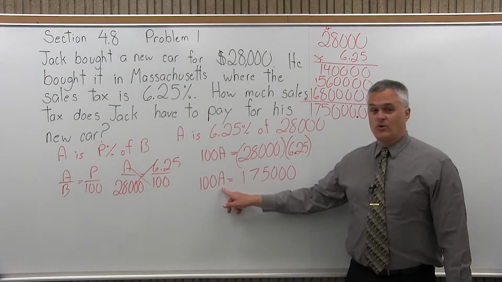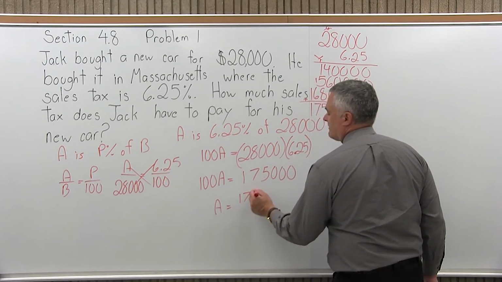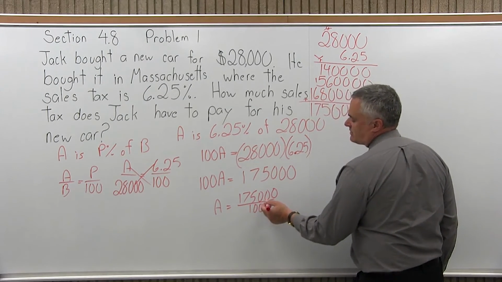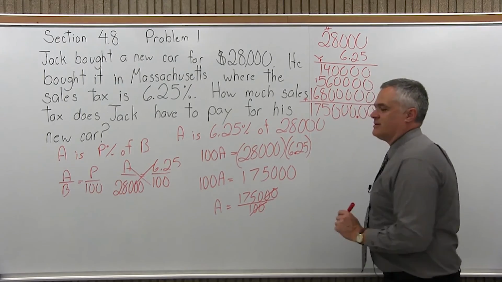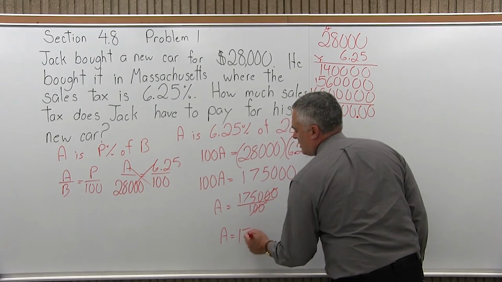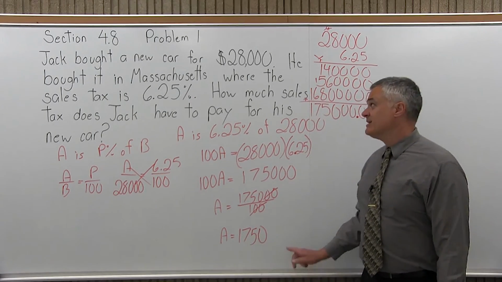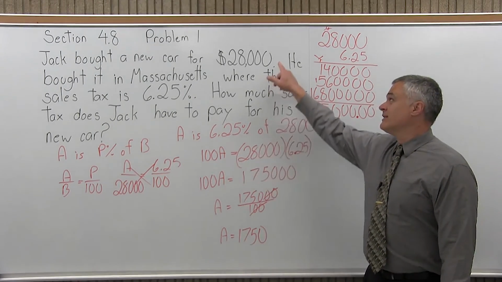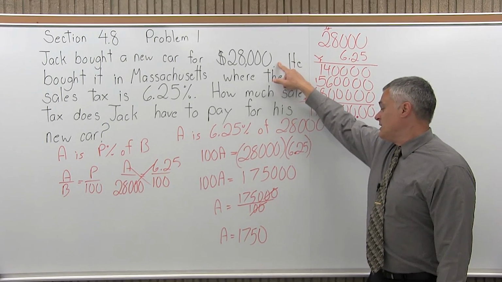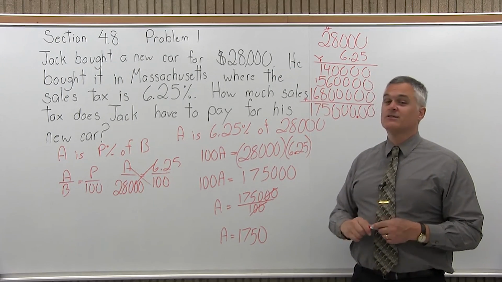Now, to find A, I want A, not 100A, so divide by 100. So A equals 175,000 over 100. And now that division is easy. The 2 zeros in the 100 cancel 2 of the zeros in the numerator. And what we have then is A is 1,750. So that would be the sales tax. That's quite a bit on a $28,000 car. So the total that he paid would be $29,750 after tax. So it's coming close to $30,000 with the sales tax.